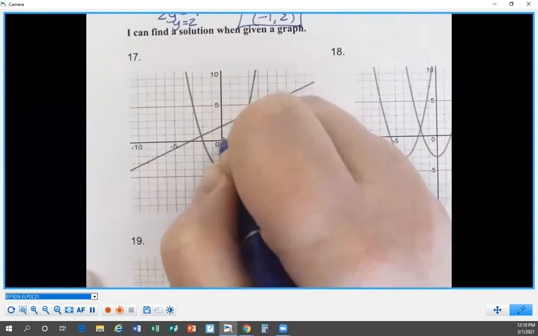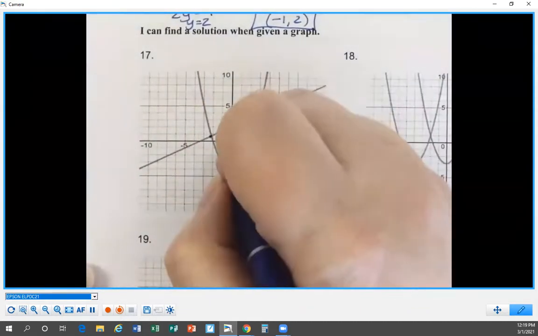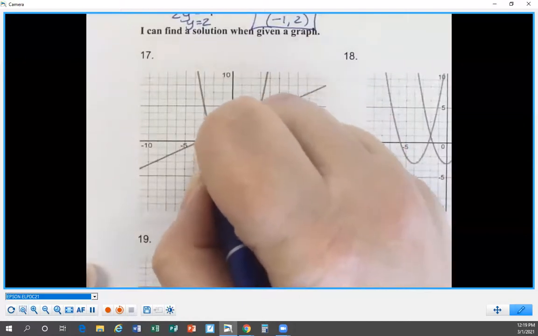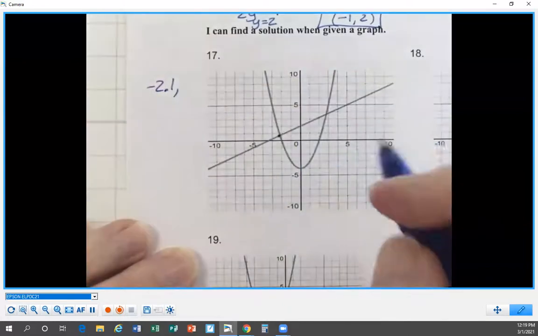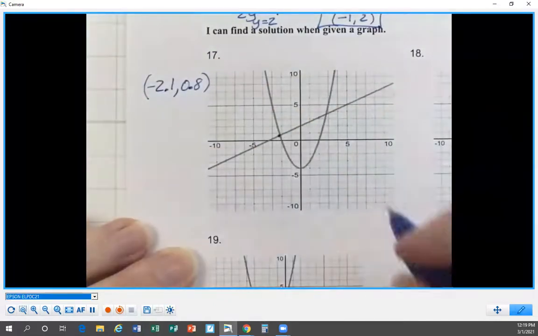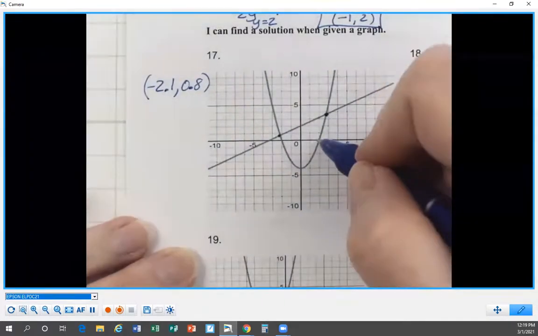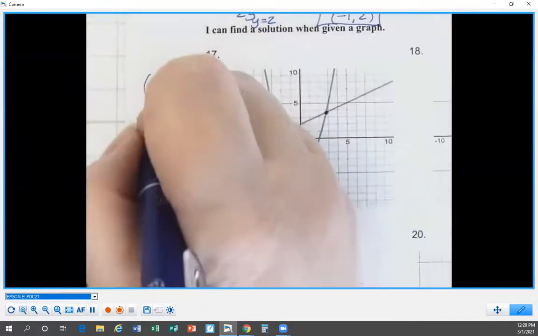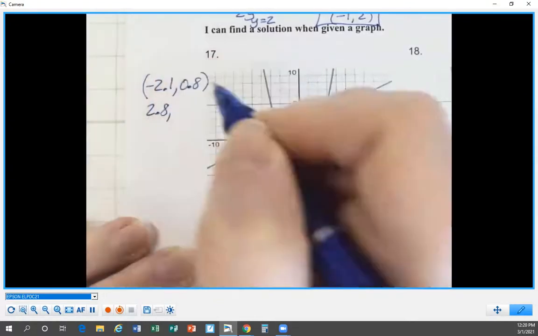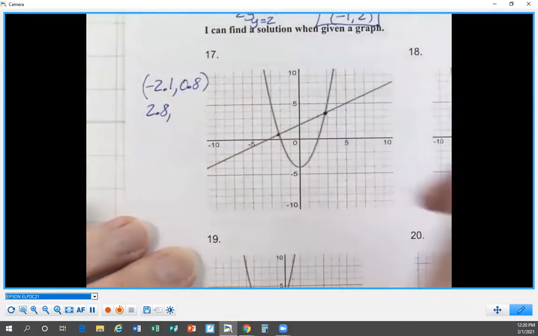This is the first point of intersection. We are going to need to approximate. So approximately negative 2.1. And it's not quite 1, let's say 8/10, so 0.8. Okay, and then our second solution is right here, almost 3, so let's approximate that to 2.8. And a little more than 3.5, so 3.7.